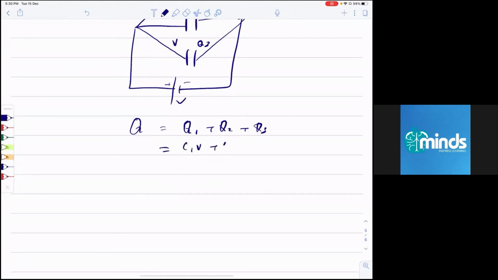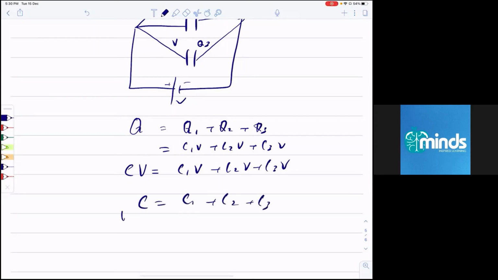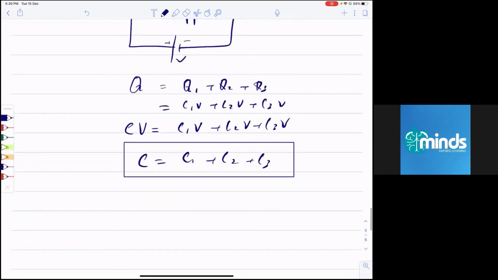Q1 is C1V, C2V, and C3V, because V will remain the same. Then you will replace the combination by the equivalent. So Q equals CV, and you will end up with C1V plus C2V plus C3V. Finally, C equals C1 plus C2 plus C3. So when different capacitors are connected in parallel, the equivalent capacitance is equal to the sum of the individual ones. So it means that this C will be greater than the largest C in this circuit.